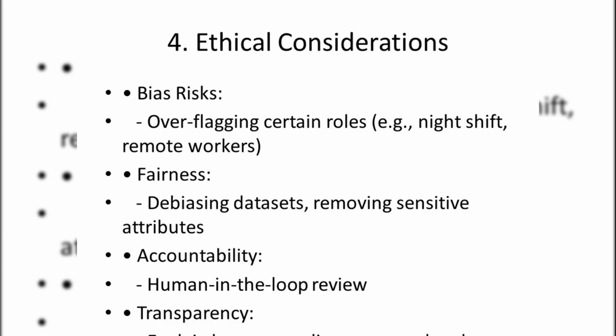For example, users who work non-traditional hours, like night shift workers or remote employees, might get flagged unfairly. To address this, we ensure fairness by debiasing the dataset, removing sensitive features, and conducting regular bias audits. We maintain accountability with a human-in-the-loop approach. Flagged anomalies are reviewed by analysts, not acted on automatically. Finally, we ensure transparency by explaining how scores are calculated and by allowing users to contest or provide feedback on decisions made by the system.